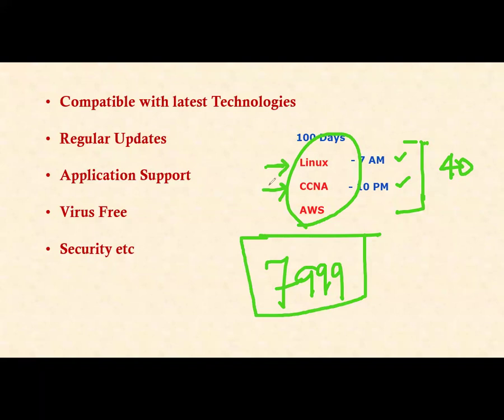The fee is the same for the package, 7,999. In case someone is coming only for Linux administration, they'll be paying 5,000. Someone coming only for CCNA will pay 5,000. Someone coming only for AWS will pay 6,000. So in total they'll be paying 16,000 rupees if they come separately. But if they come in the package, it is exactly 50% or maybe less than 50% of your actual fees. Got it?